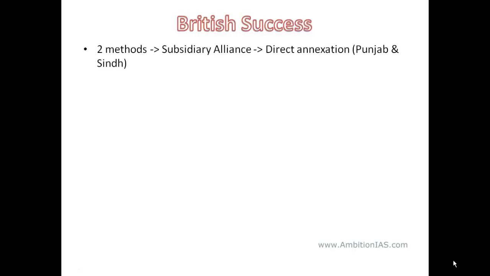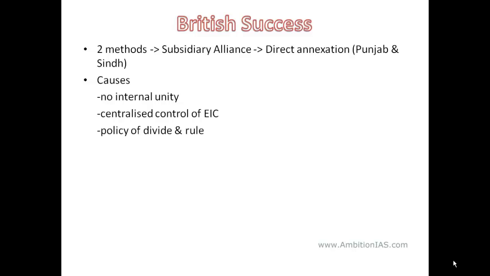Now we shall discuss the reasons for the British success in India. The British basically followed two methods, one of subsidiary alliance, the other of direct annexation for whoever was against subsidiary alliance, which was seen in Punjab and Sindh. The causes for the British success: there was no internal unity among the Indian rulers. There was centralized control of the East India Company, which helped them take easy, quick, and efficient decisions, and implementation was very quick with the centralized architecture.